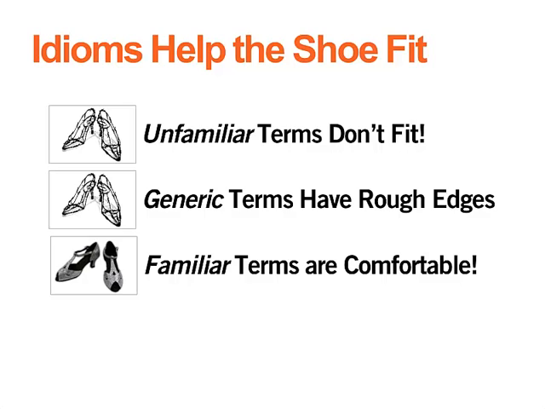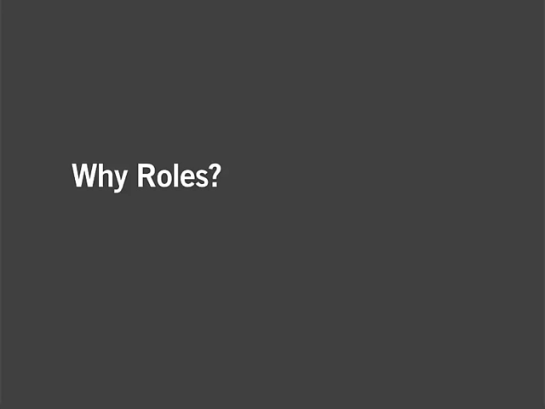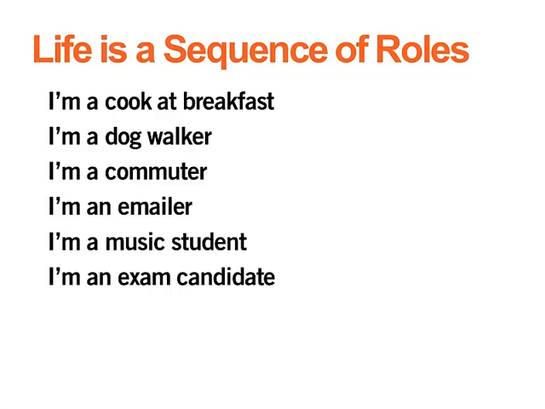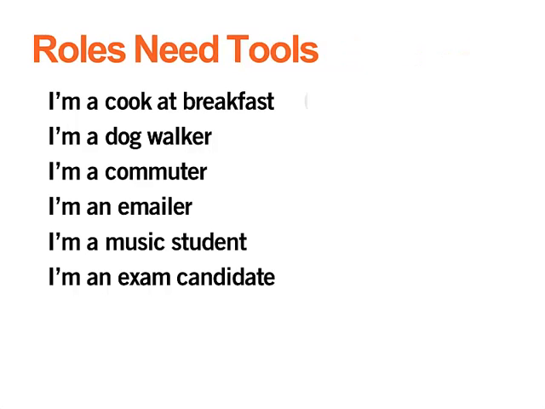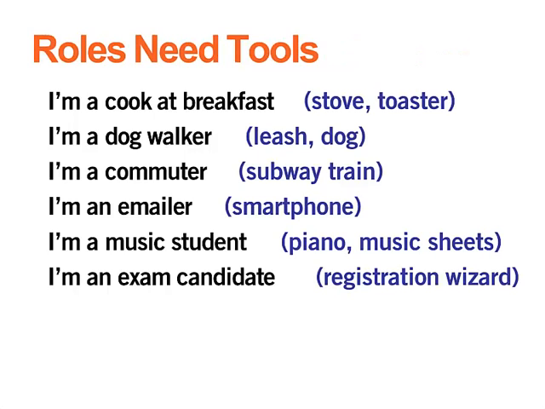So roles, I just want to expand on that a bit. Why do I talk about roles? Because life is roles. Here's some random ones pulled. A cook at breakfast, a dog walker, a commuter, emailer, music student, exam candidate. And the point about that is that each one of these roles, when we take them on, requires some tools of some kind. So if I'm making breakfast, I need a stove and a toaster. If I'm walking a dog, I need a leash and a dog. If I'm a commuter, I might need a subway train, etc., etc. So your role is very much associated and tied to the tools that you're using to carry out that role.